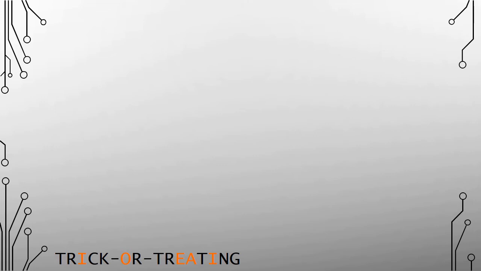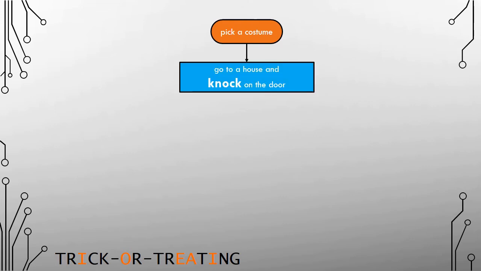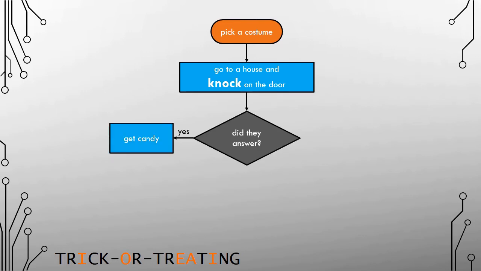Before you can go trick-or-treating, you need to pick a costume. This is called a start node, and it's where your flowchart begins. Once you're ready to go, you'll go to your first process node that says, "Go to a house and knock on the door." The first decision box asks, "Did they answer?" If yes, you'll follow the flow link to the process Get Candy. If no, you'll proceed to the next house. Then, you'll keep going through this process.